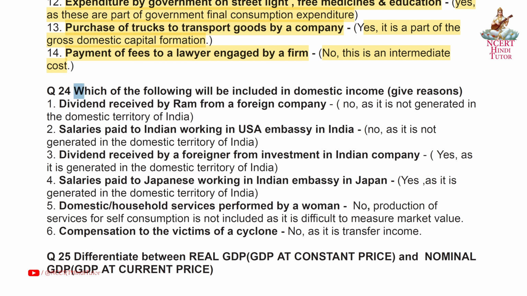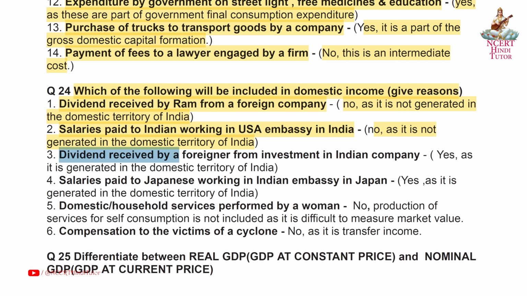Question 24. Which of the following will be included in domestic income? Give reasons. First, dividend received by Ram from a foreign company. No, as it is not generated in the domestic territory of India. Second, salaries paid to Indians working in the US Embassy in India. No, as it is not generated in the domestic territory of India.